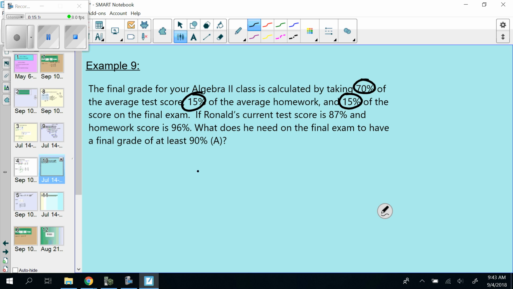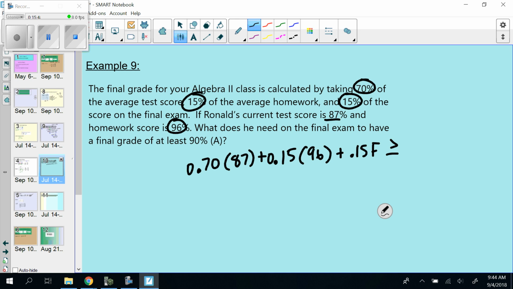All right, well, let's try to set up a similar equation here. We got 70% is test score, and it looks like his test score is 87 here. 15% is homework, and looking at homework, that was a 96. Okay, and 15% final as well. Again, we don't know what that final exam score is, so let's put a variable f. And they want at least, meaning greater than or equal to, a grade of 90. So adding all those up, you get your 100% of 90.